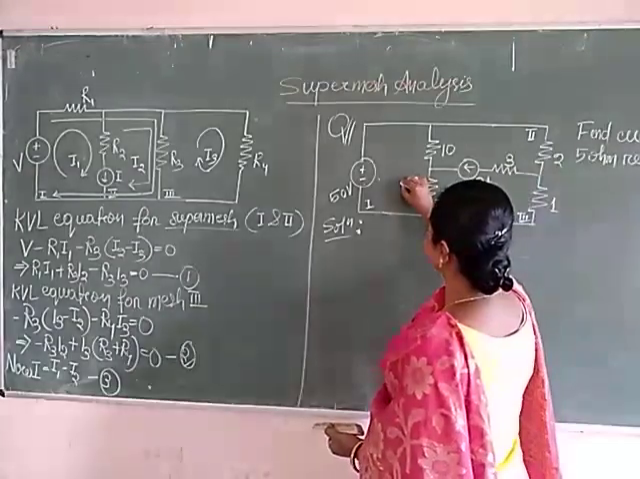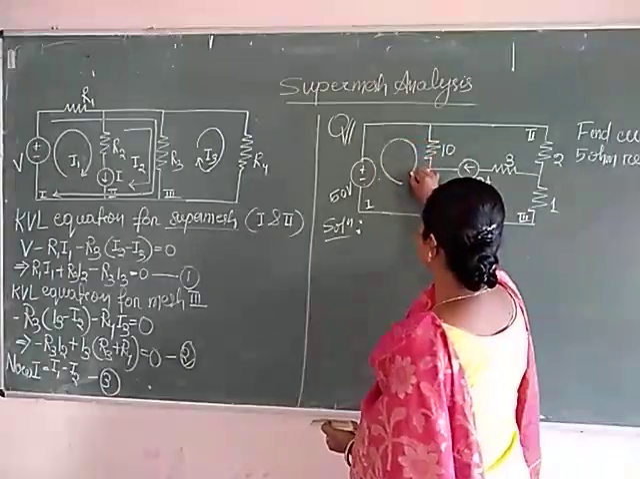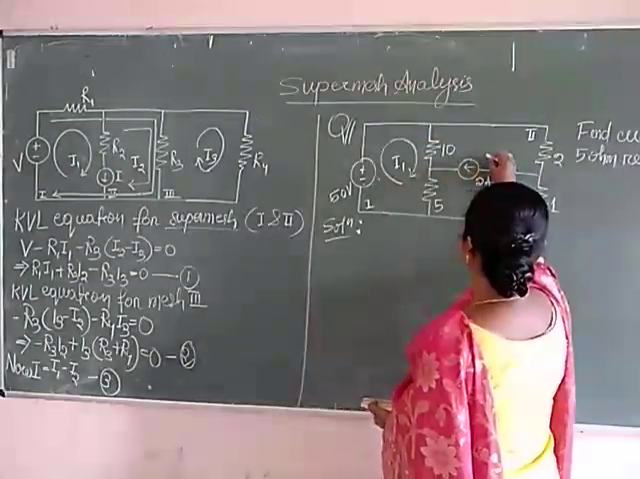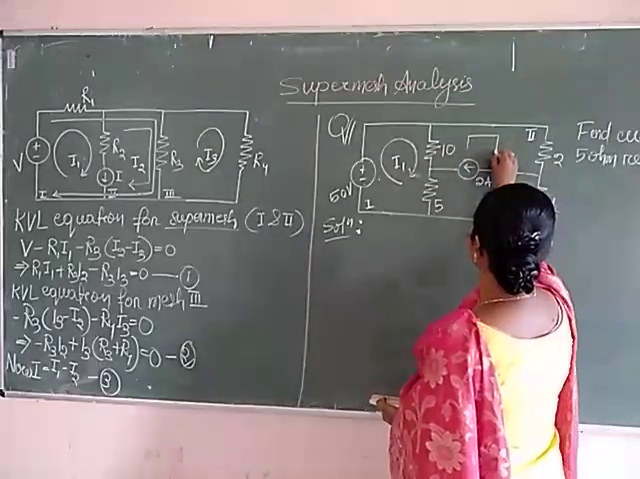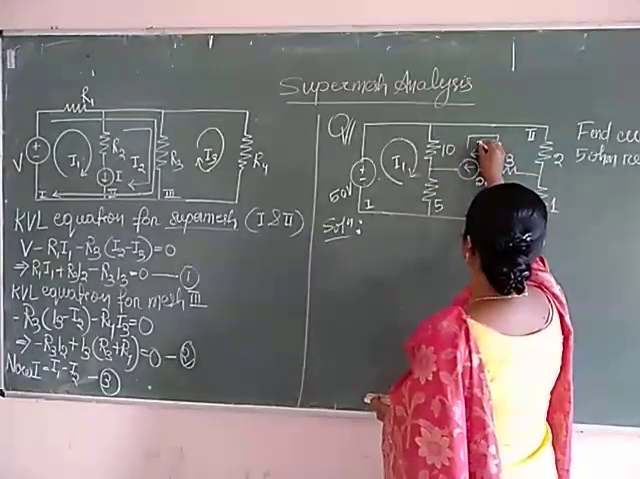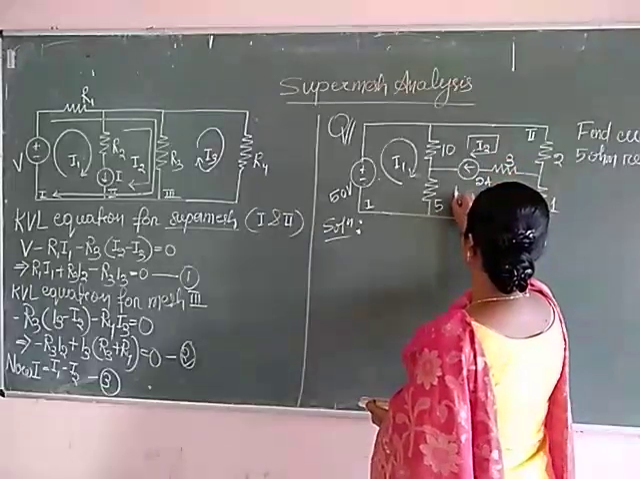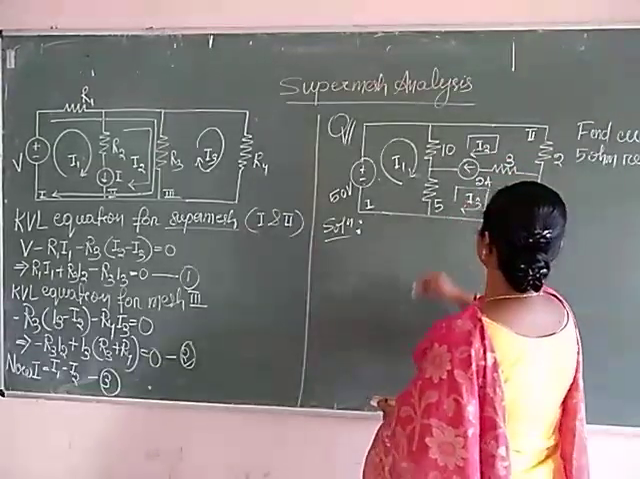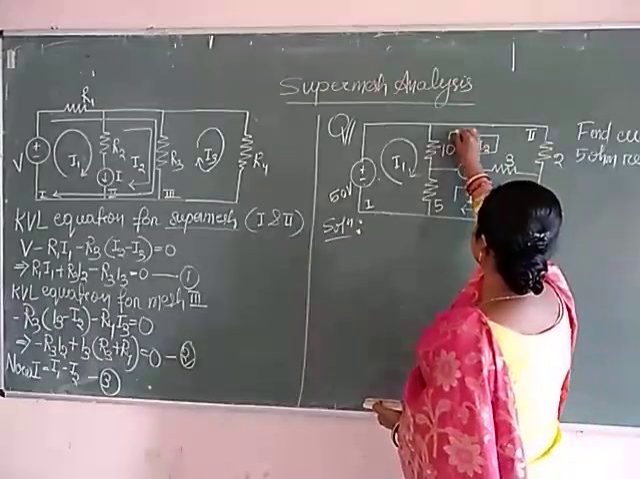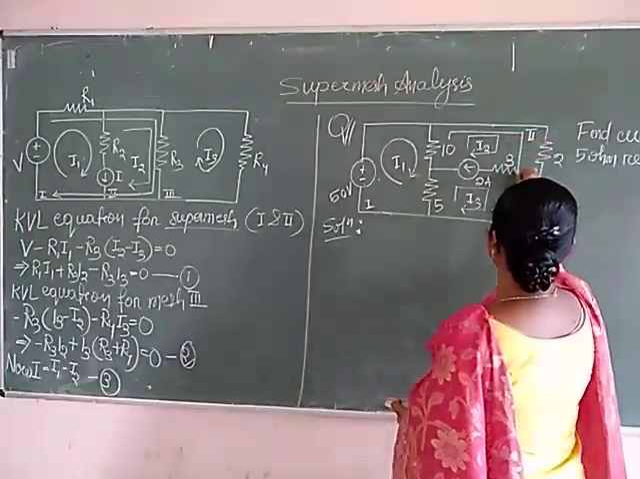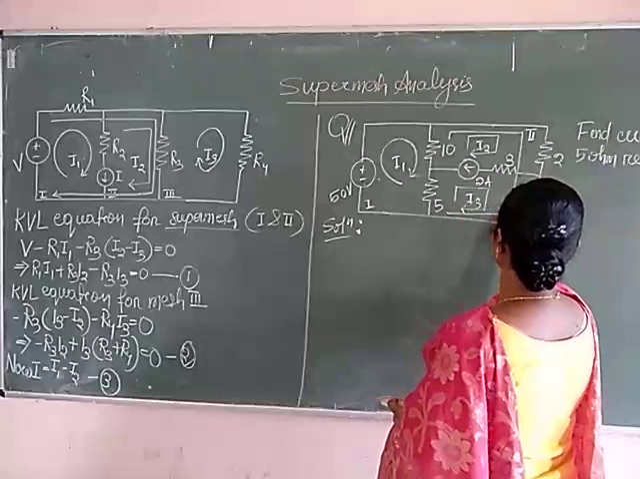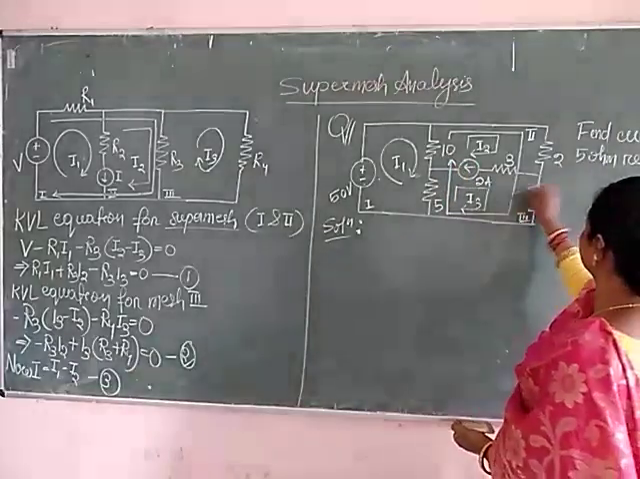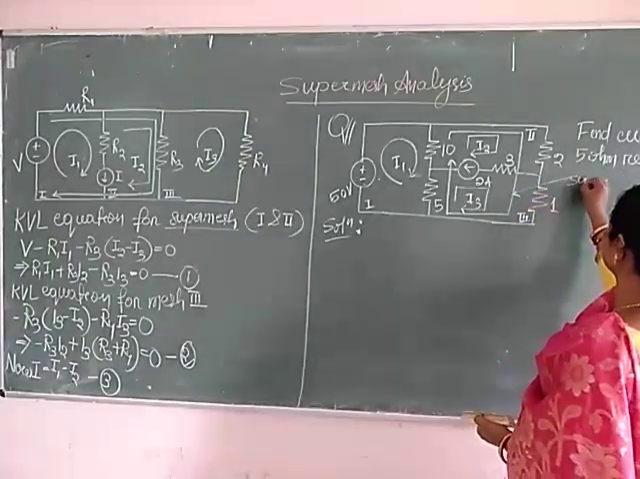I am naming the loop currents. This is I1. Here in this loop the current flowing is I2. In this loop the current flowing is I3. Then this 2 and this 3, this is the super mesh.